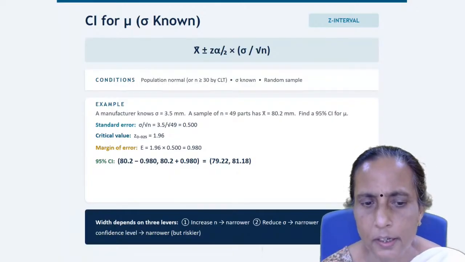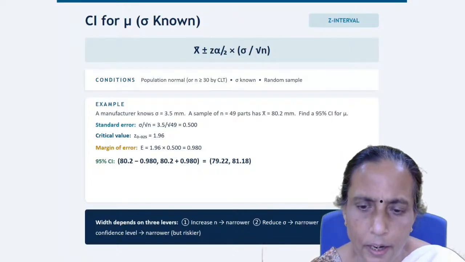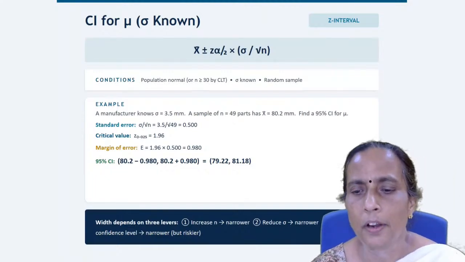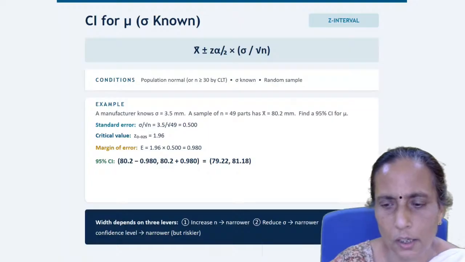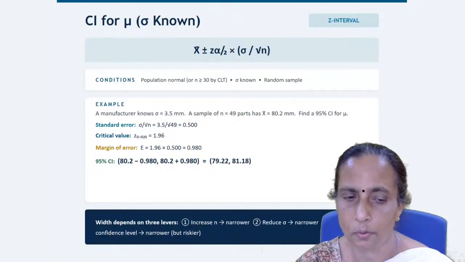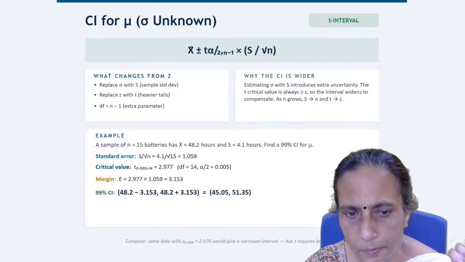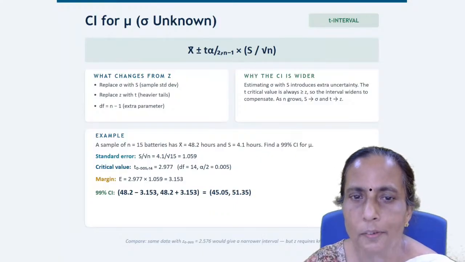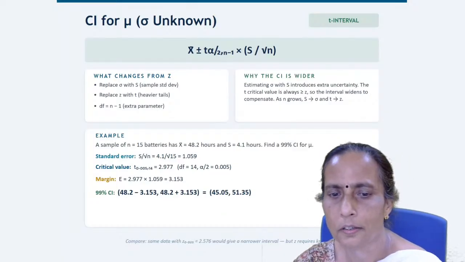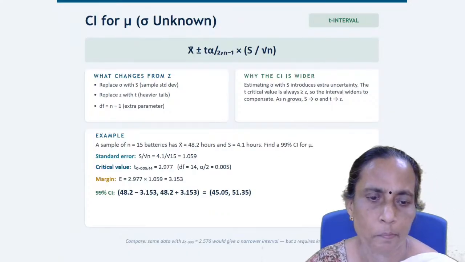So your width depends on three factors. Increase n: if the n value increases, the interval will be narrower. If your sigma value is reduced, it will be narrower, and with a lower confidence level, it is narrower. In that case, we say it is riskier. For the confidence interval of mu when sigma is unknown, we use the t statistic, following the same procedure, and this gives the confidence interval for the mean.